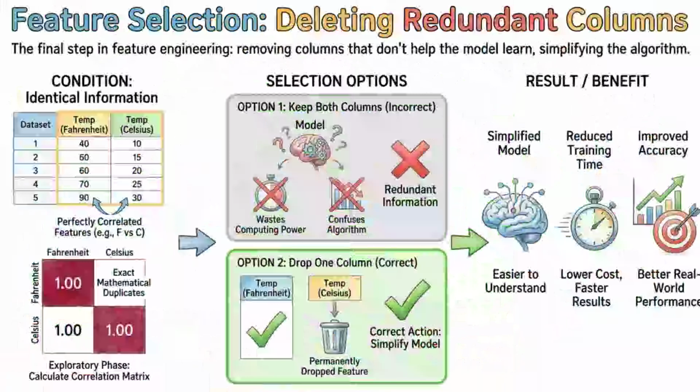You can easily calculate a simple correlation matrix during your exploratory phase to visually see which features are exact mathematical duplicates of one another. By permanently dropping these perfectly correlated features, you dramatically simplify your overall model, reduce expensive training time, and actually improve its final real-world accuracy.